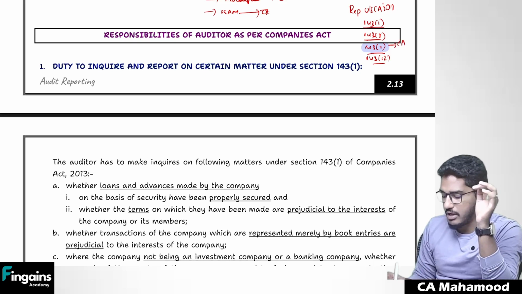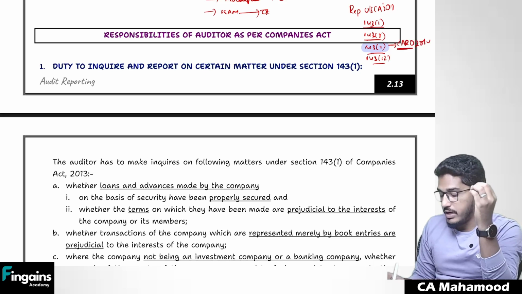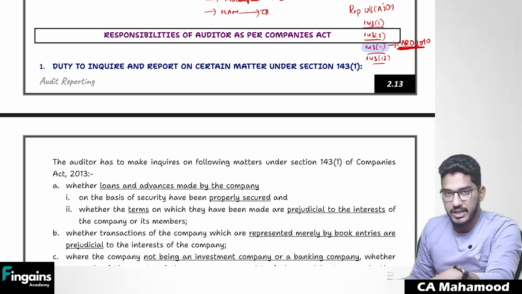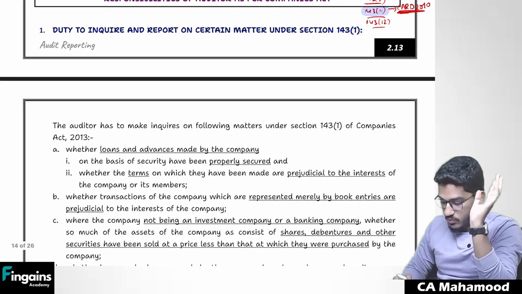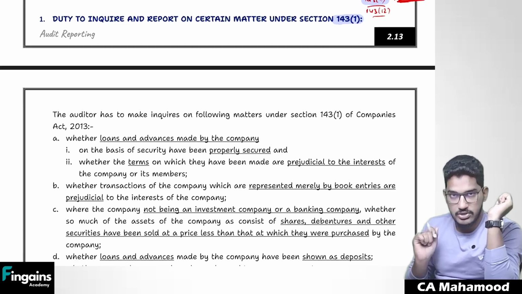Out of all that, the most important thing from the examination perspective is the 143 subsection 11 reporting requirements. These reporting requirements we call CARO 2020. That is the most important thing from the examination perspective, so quickly we'll be covering that. But before that, I will also try to cover 143 subsection 1. What are the reporting responsibilities of the auditor under 143 subsection 1?